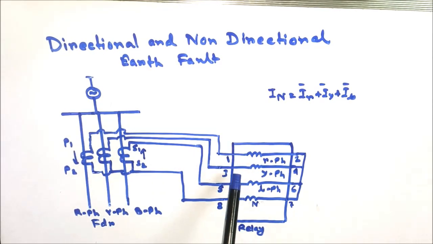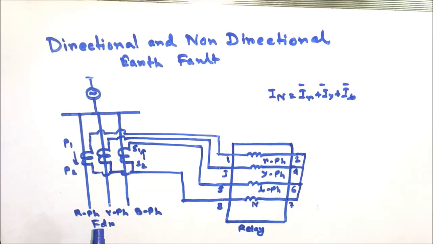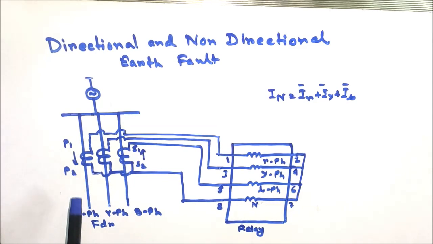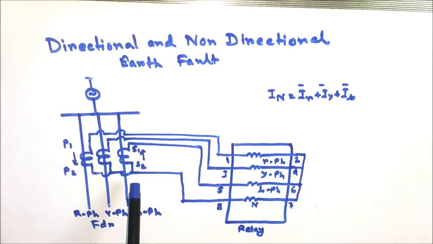Here 1 and 2 is the red phase coil for the relay, 3 and 4 the yellow phase coil, 5 and 6 the blue phase coil, and 7 and 8 the neutral coil of the relay. So here current is flowing from P1 to P2, that is load is flowing from the substation to the feeder end, and therefore in the secondary side the current is flowing from S2 to S1 direction.